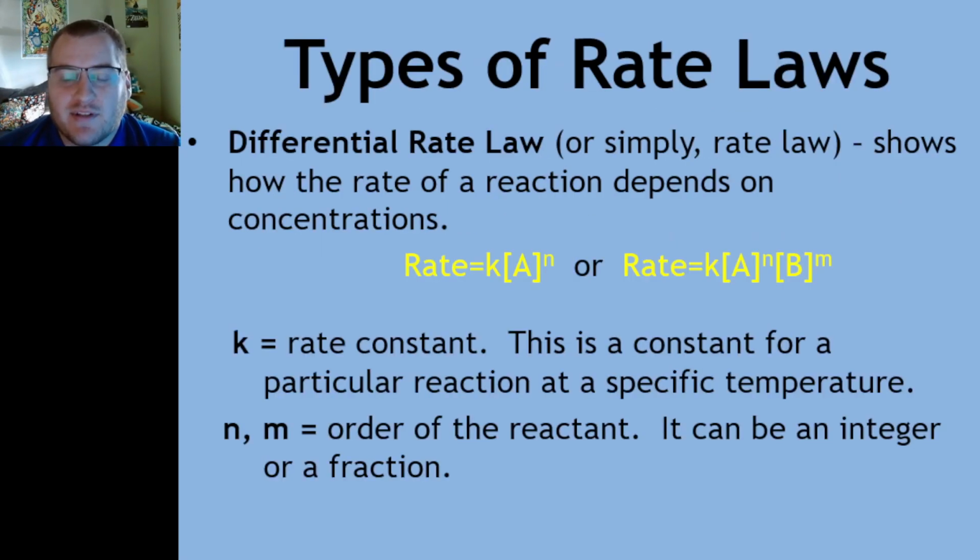All right, a couple of different types of rate laws. First, differential rate laws. That's what we're going to talk about first here. It's also what we just call a regular rate law. It shows how the rate of the reaction depends on concentrations. It'll always be written in this form: rate equals K, and then you put your reactants in brackets with different exponents depending on stuff we're going to talk about. The rate constant is our K. It's a constant for a particular reaction at a specific temperature and other conditions. The n and m are the orders of the reaction. It'll be an integer or a fraction. We'll talk about how to determine that.